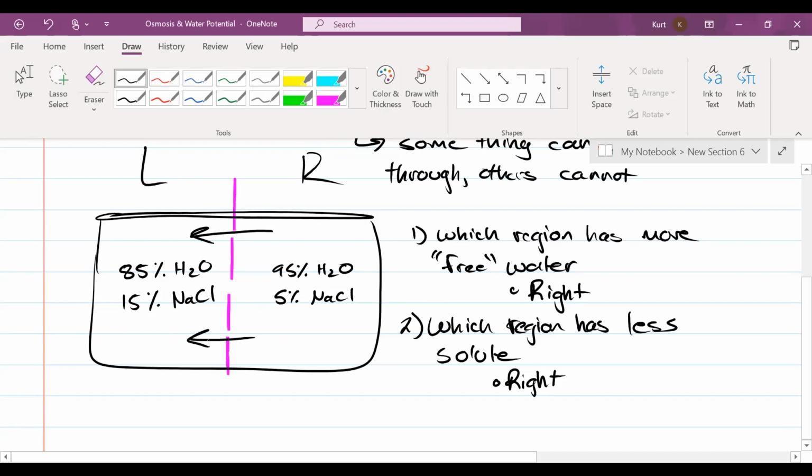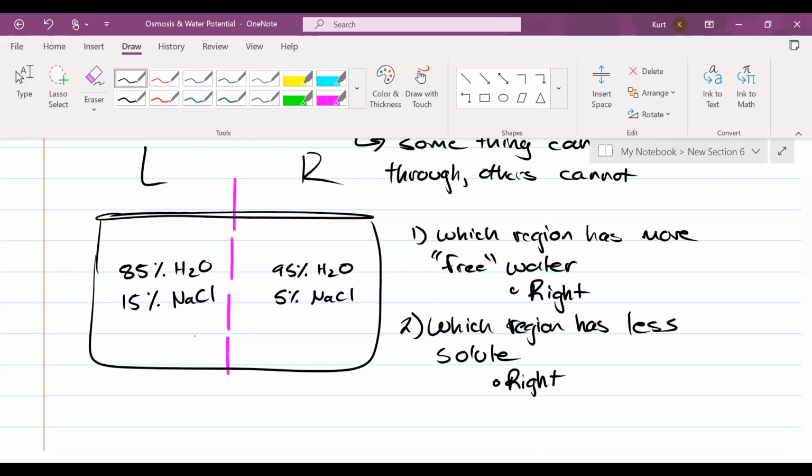Now I'm going to erase these arrows. I'm going to ask you a different question. Hint, hint, it's going to be the same answer. Which side has more solutes? The left side. So which way is water going to diffuse? If it has more solute, what does it have less of? Yeah, that's the top of the mountain for today. If you can get over that, it's all downhill from there.